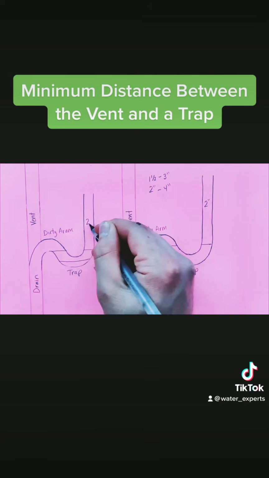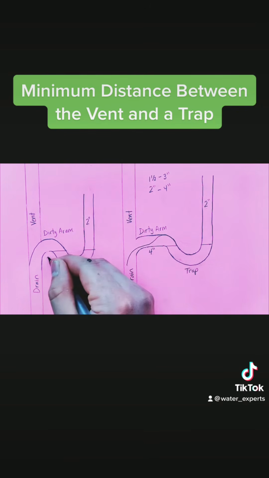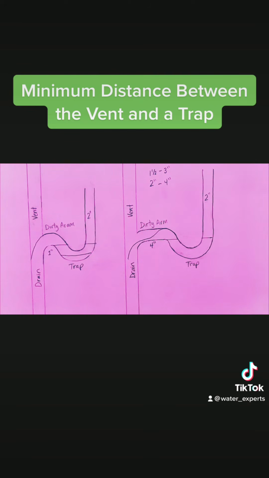And as you can see in this example, if this was a 2-inch pipe, this would be roughly a 1-inch distance, which is why the siphoning occurred. This information can be found in the International Plumbing Code Book.